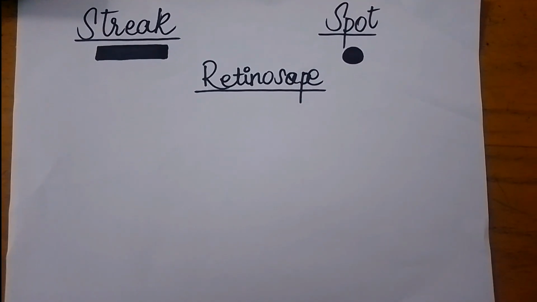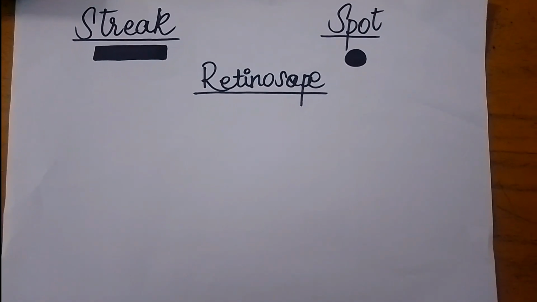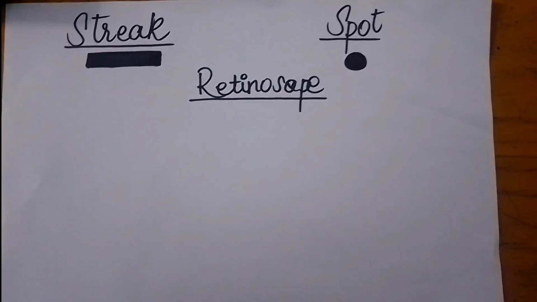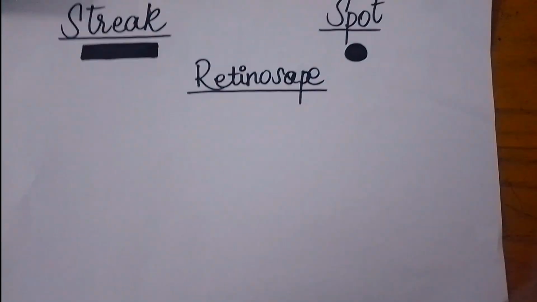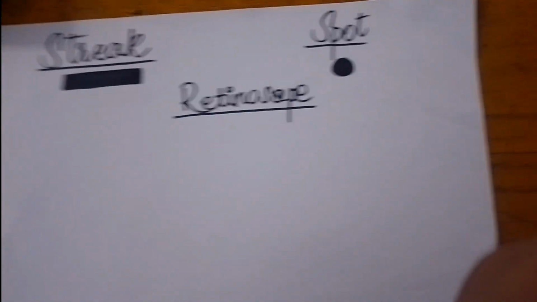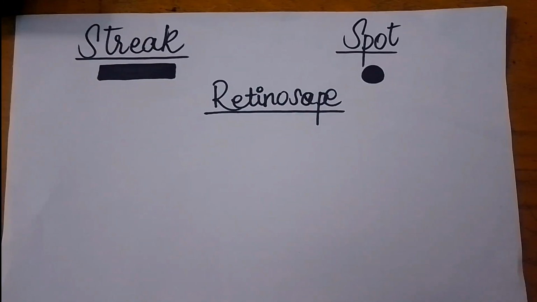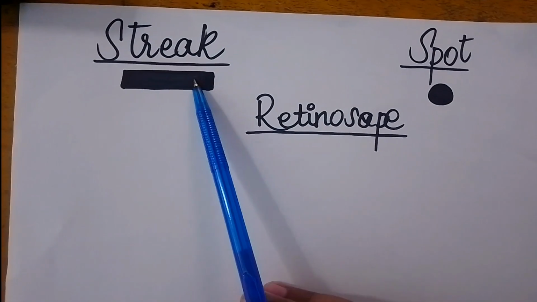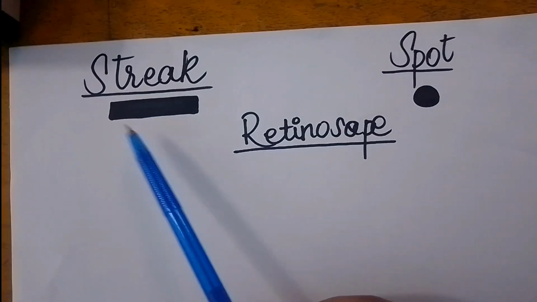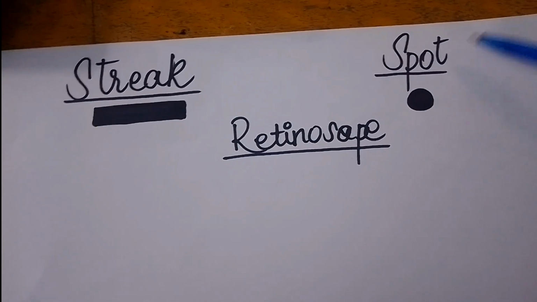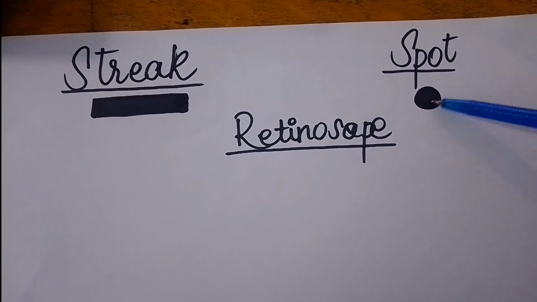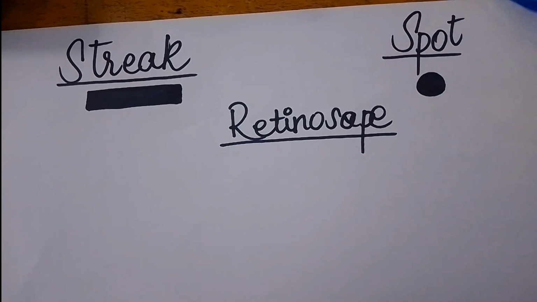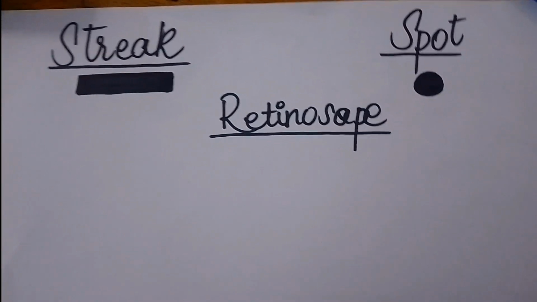Today we will be discussing the difference between the streak and the spot retinoscope. With the name you can differentiate which retinoscope is the streak one and which is the spot one. Streak retinoscope means that it has a streak of light, a rectangular streak, while the spot means a circular dot, which is in the spot retinoscope. So in the spot retinoscope we have the circle. Okay, so let's see it in our retinoscope.